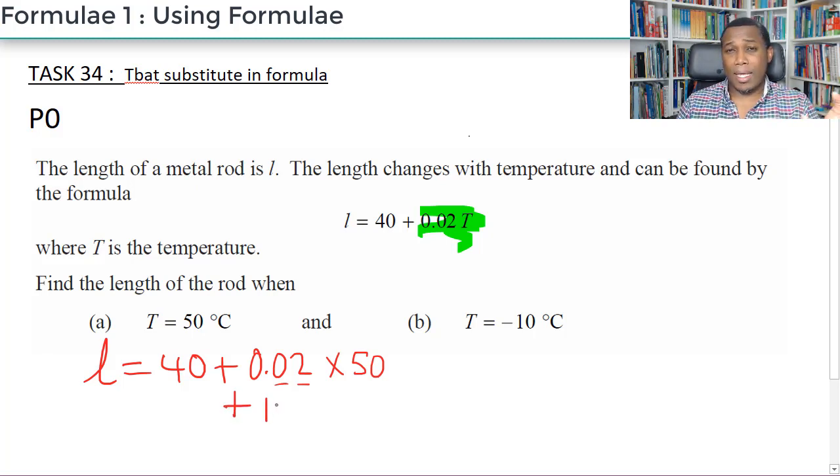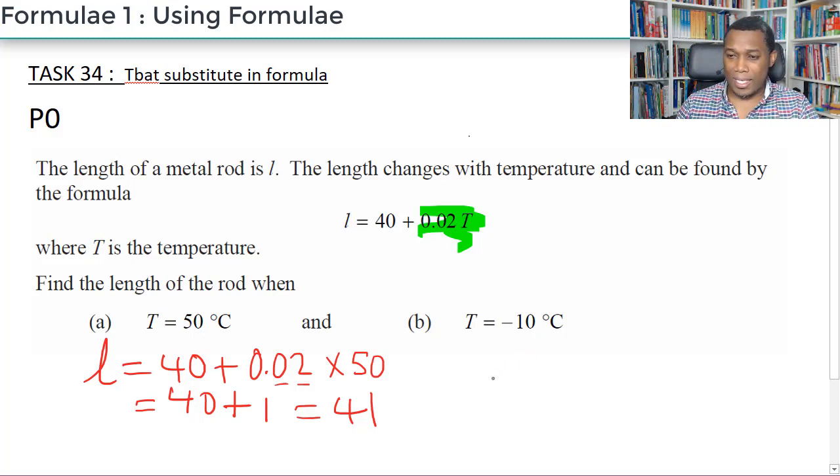Just saying that again, how I did it if I didn't use a calculator. 2 times 5 is 10, so 2 times 50 is 100. And then it's not 2, I was multiplied by 0.02, so 100 needs to be adjusted by 2 decimal places. I needed to divide by 100 basically. So 1 is the value, and what we have is 40 plus 1, which will give me 41 as the length. For B, we have T is minus 10.